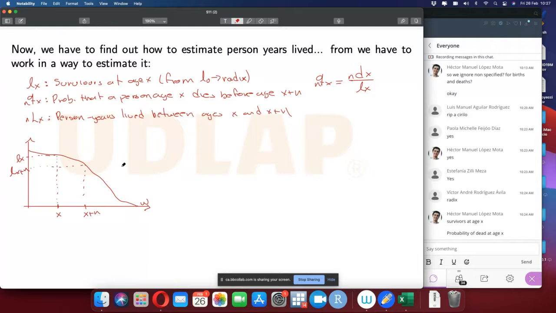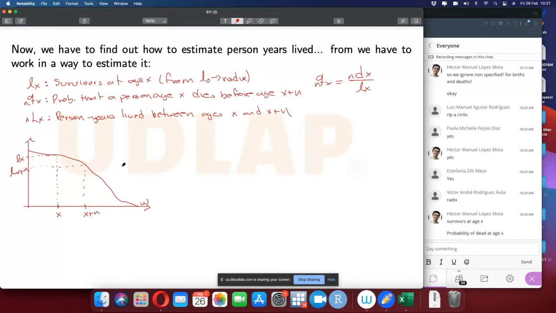Now, person years, remember that the meaning of person years is, with how many years of life a person or population at a certain age is contributing to my population in general. So when we discussed this at the beginning, if you have 100 individuals in your population and all of them survive 1 year, they will contribute 100 years. If I follow these 100 individuals for 2 years and all of them survive 2 years, the person years will be 200 years, right?